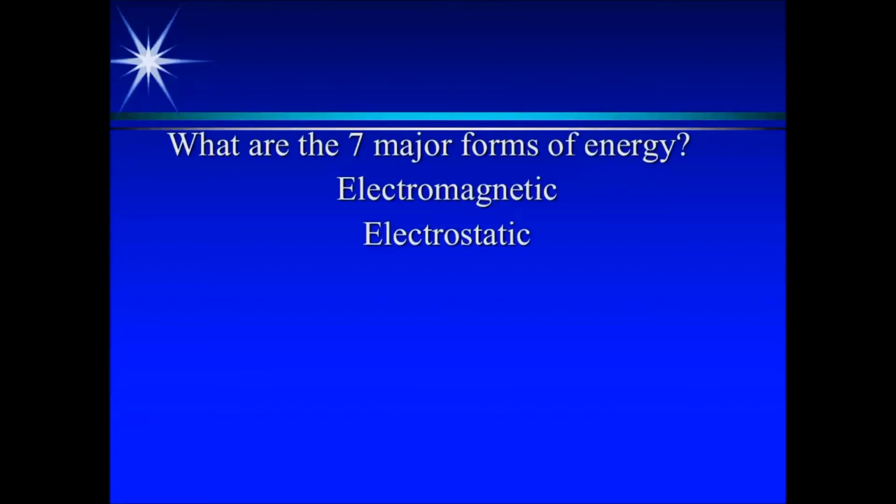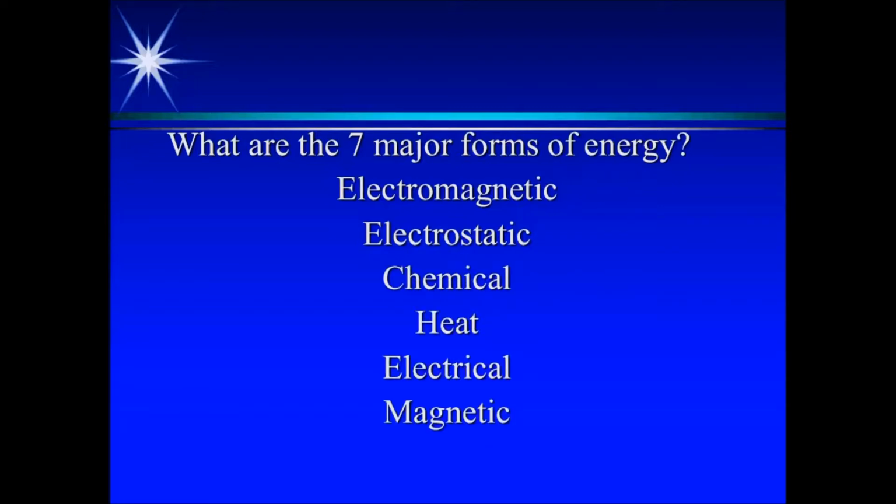Okay, he explained 3 types of energy, but actually there's 7, maybe 8. Electromagnetic, electrostatic, chemical, heat, electrical, magnetic, sound, and the 8th one that I like to talk about, which is kind of debatable whether this one is a form of heat energy, is mechanical energy, or the energy of moving objects. Mechanical energy.